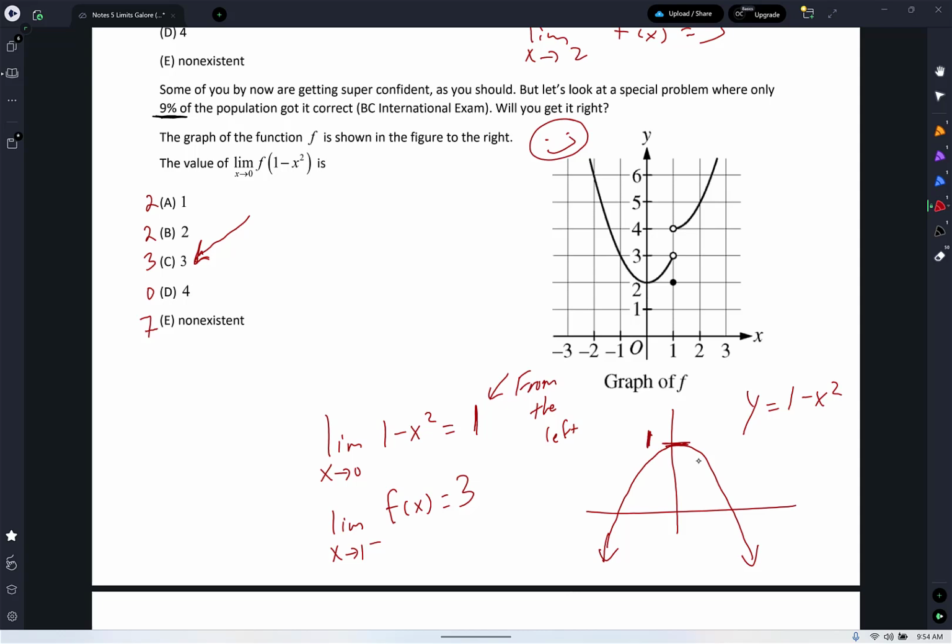Okay, then look, what is the limit of f as x approaches 1 from the left? 3. Yeah, this is the graph of f. What is the limit as x approaches 1 from the left for f? 3. Did you guys see that? Does that make sense? Yeah, that's about as hard as it gets, guys.